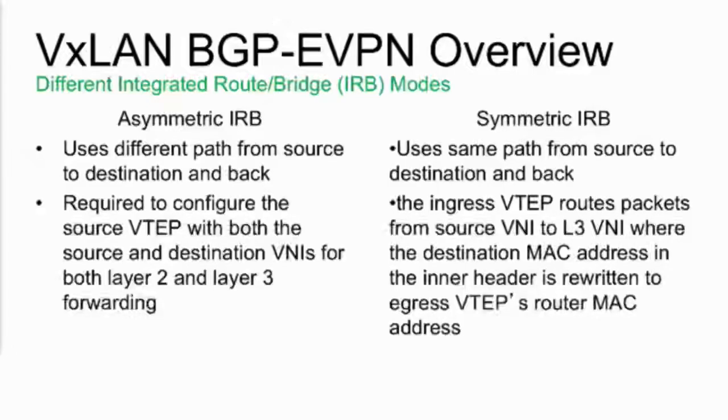So VNI A, which is a layer 2 VNI, communicates with the layer 3 VNI of the same tenant on the same VTEP, and then forwards the packet to the remote VTEP on the layer 3 VNI. The layer 3 VNI then communicates to the local layer 2 VNI where the actual host resides, and forwards the packet to the host. On the reverse, it is the same process. So it uses the same path back and forth for the symmetric IRB. Cisco platforms support symmetric, they do not support asymmetric IRB.